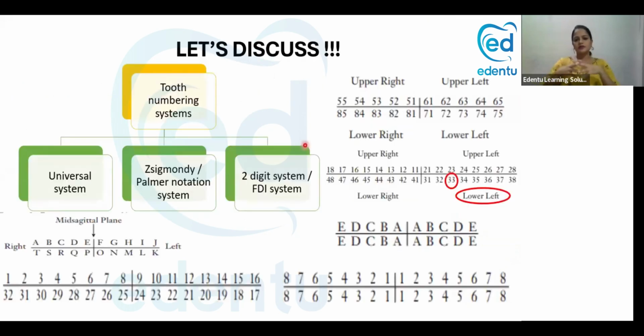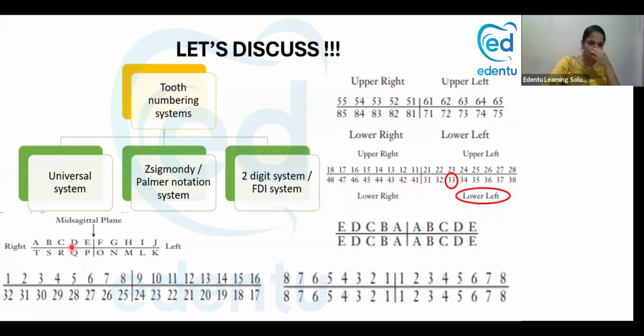Going back to basics, the tooth numbering system is mainly of three types: the universal system, the Zsigmondy-Palmer notation system, and the two-digit system or FDI system. Here the two-digit or FDI system is given. For the deciduous teeth, it starts from 5, 6, 7, 8, and the other numbers. For the permanent teeth, it is 1, 2, 3, 4, and the other teeth are numbered accordingly. So this 3 usually comes to the lower left canine.